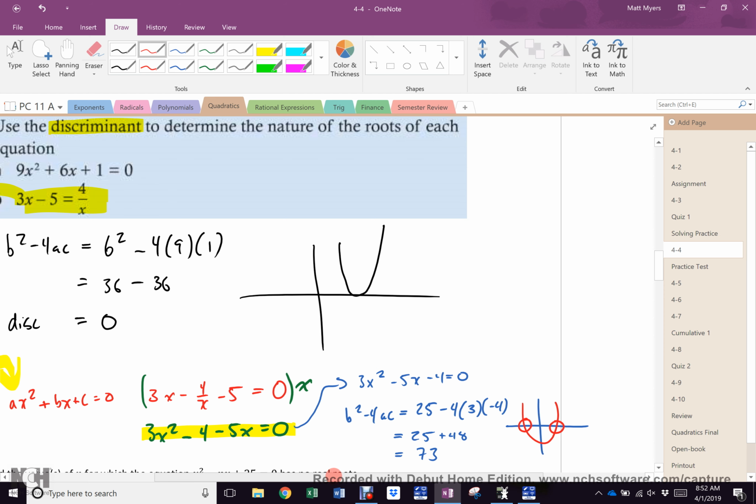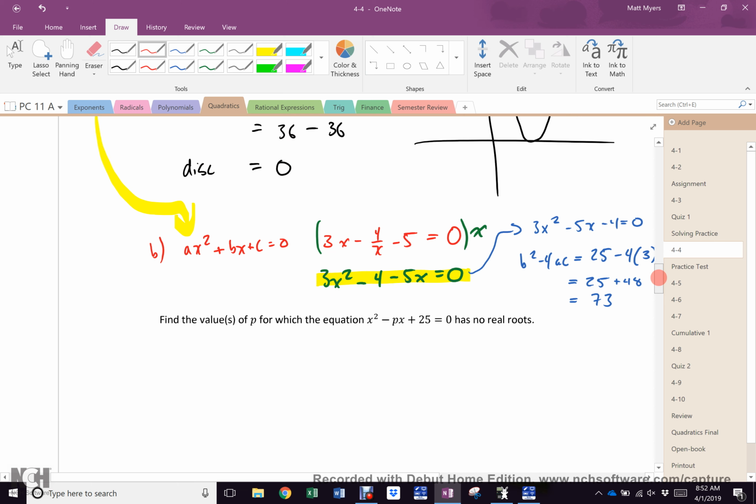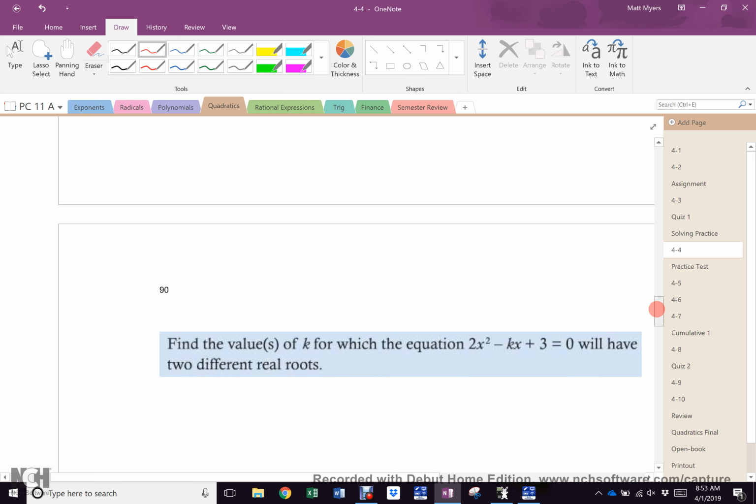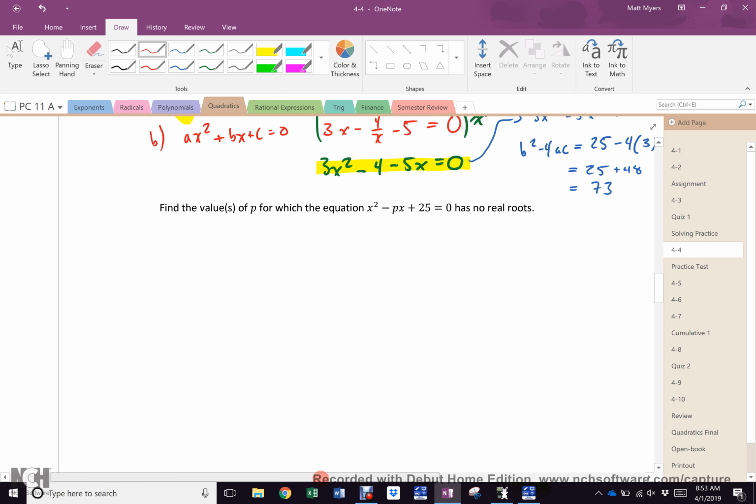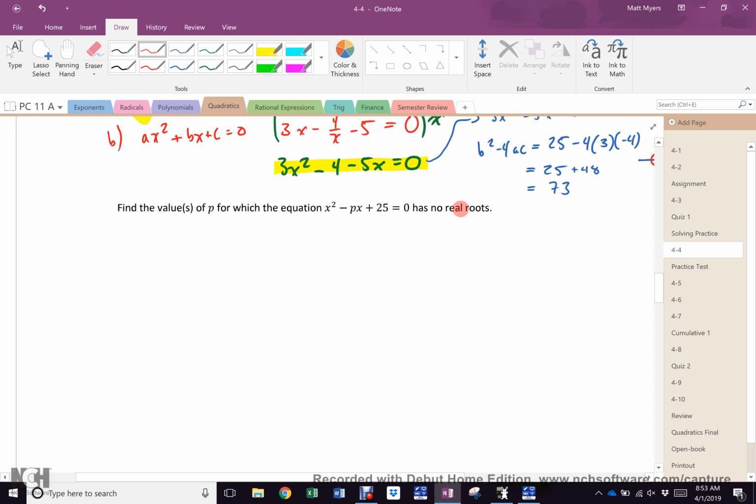All right. So, read that question. Find the values of p so x will have no real roots. So, what shows me the roots?